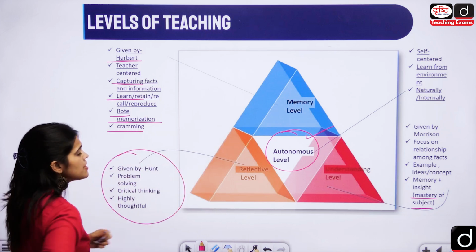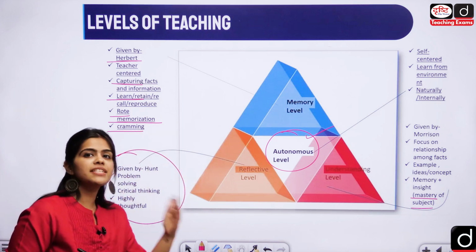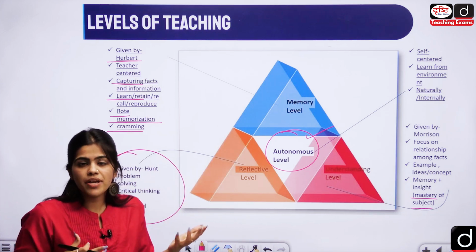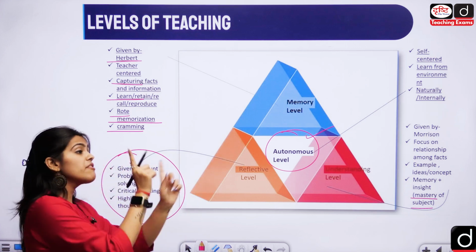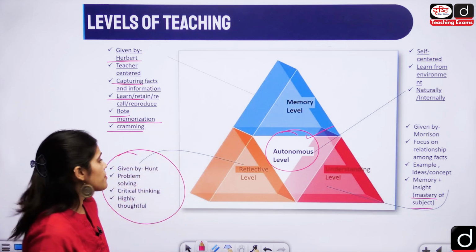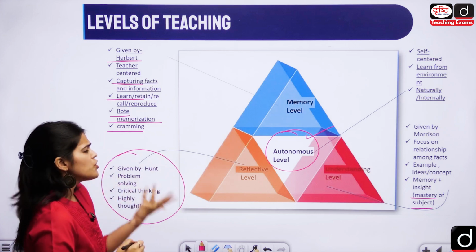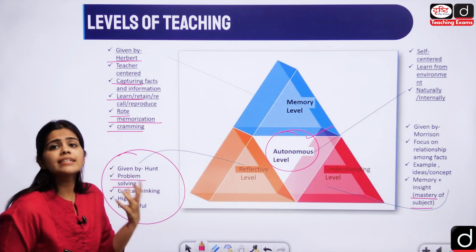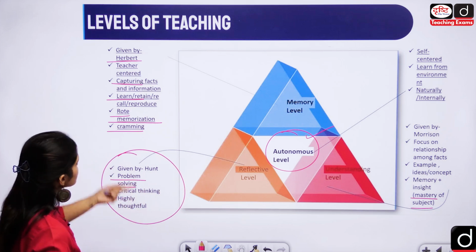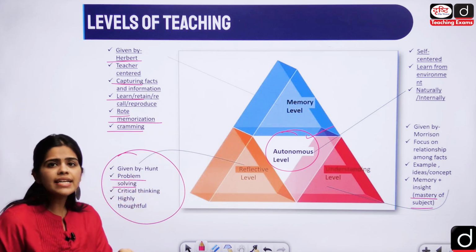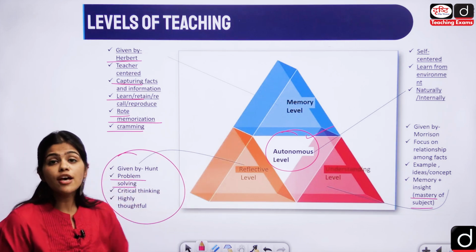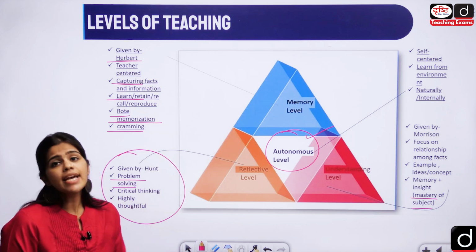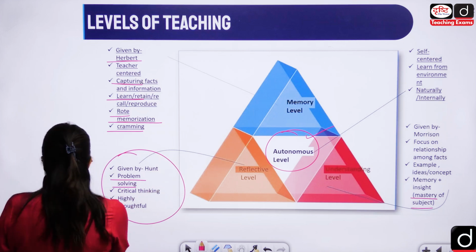Then comes the last and the most important level, that is the reflective level, given by Hunt. Hunt, suppose you are hunting for something, hunting for solutions, and you are reflecting back on the things. Like this, you can remember. Hunt talked about the reflective level. He said that it is a problem solving and critical thinking level where the child is highly thoughtful and highly intelligent and can seek answers. So it is more of a heuristic way of learning. And who talked about heuristic learning? It is Armstrong who talked about heuristic learning.